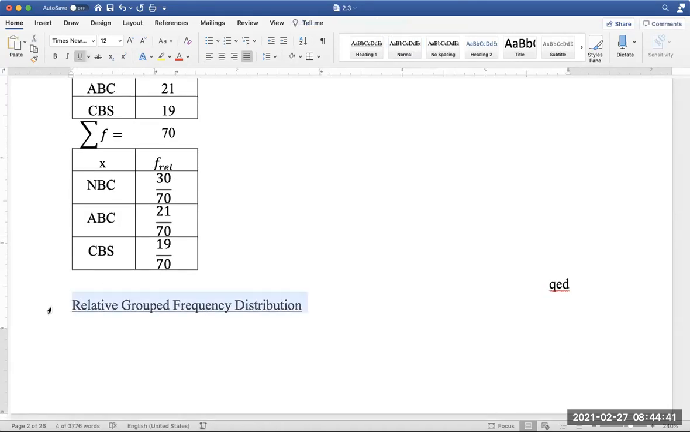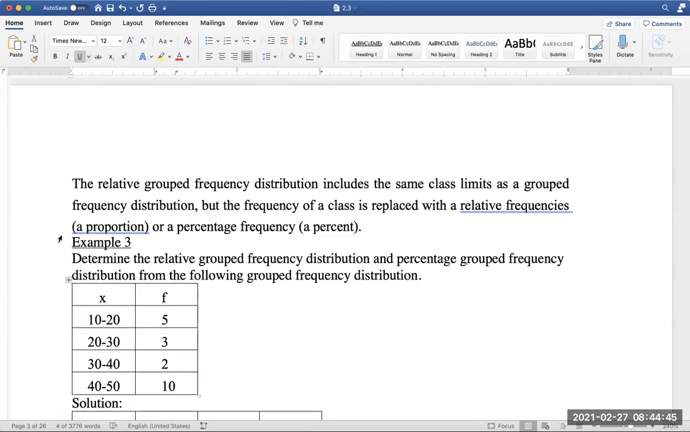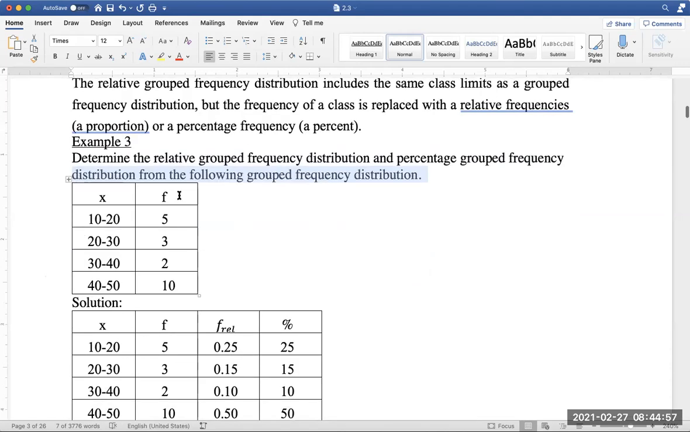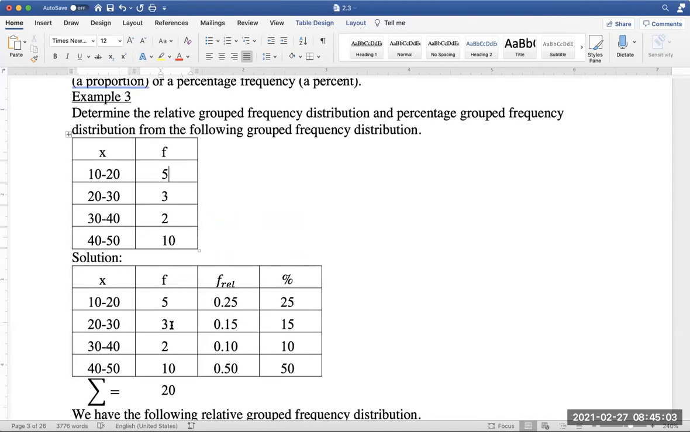A relative group frequency distribution. So determine the relative group frequency distribution and percentage group frequency distribution for the following group frequency distribution. So I have 5 numbers between 10 and 20, 3 between 20 and 30, 2 between 30 and 40, and 10 between 40 and 50.